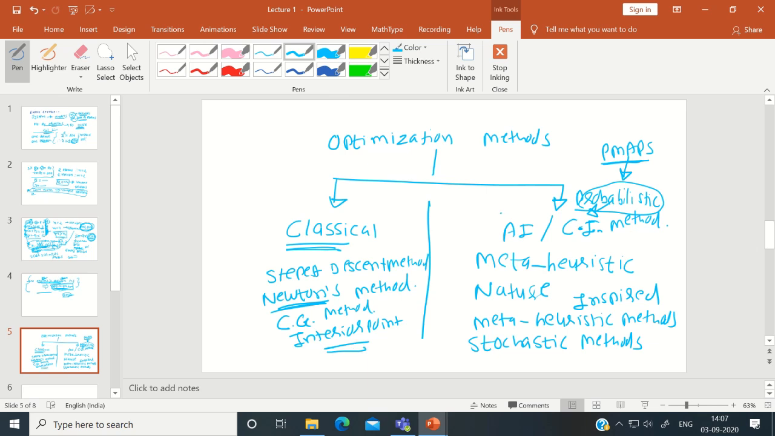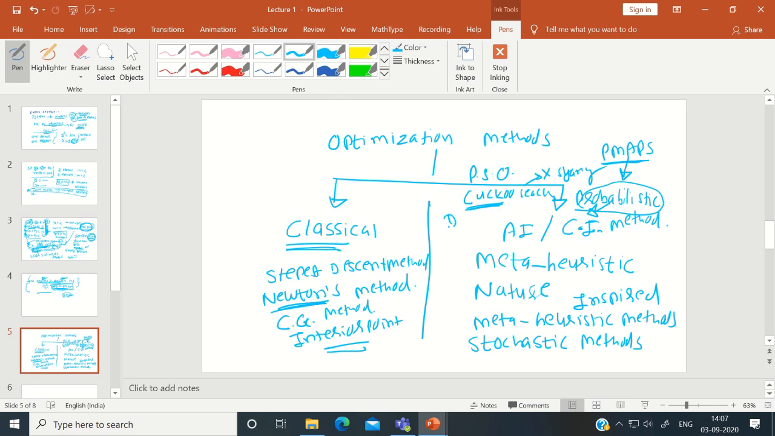In AI methods, there is a vast list. I list some of the popular methods, that is the particle swarm optimization method, then the cuckoo search optimization method. This cuckoo search method has been inspired from the behavior of the cuckoo who lays their eggs in the nest of the other birds. From its behavior, the algorithm has been proposed by Professor X. S. Yang of Cambridge University.